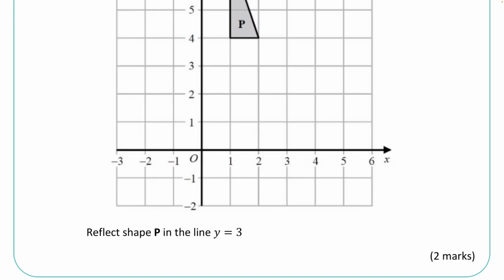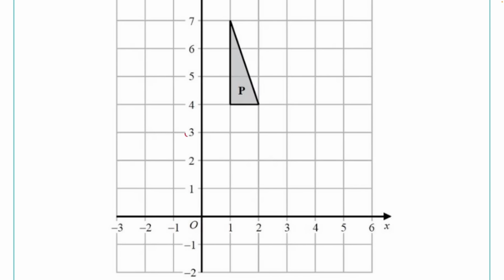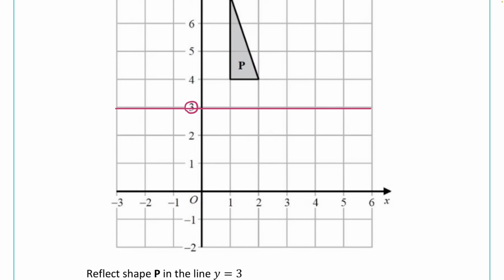Question 17 here asks us to reflect shape P in the line y equals 3. So the y-axis is this one going up and down, and this is where y is equal to 3. So the reflection line for y equals 3 is a nice straight line going through y equals 3. And we just need to reflect this shape in that line. Make sure you go point by point, counting down to your reflection line, and then the same distance away. So that's going to go just here.